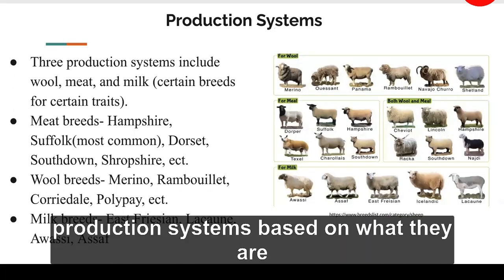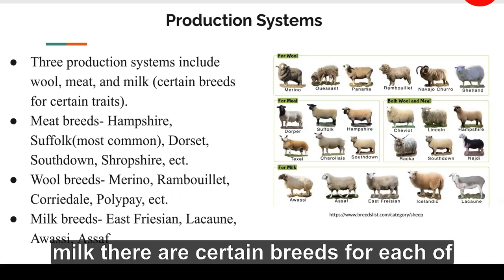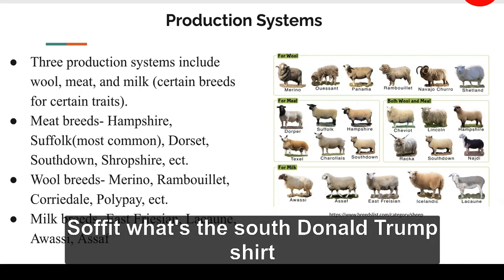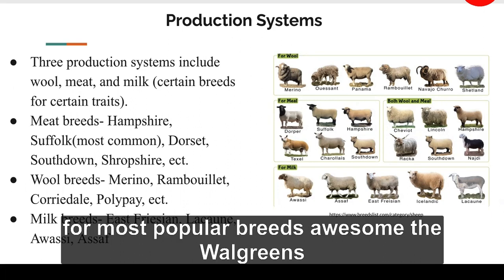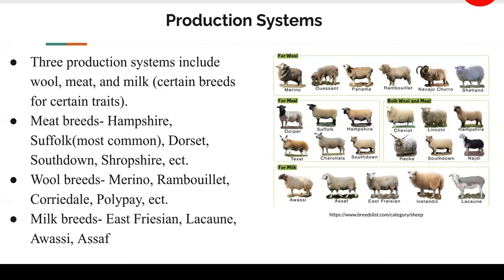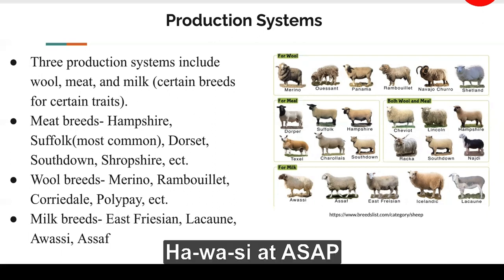There are different production systems based on what they are used for. The three systems include wool, meat, and milk. There are certain breeds for each of these. The meat breeds include Hampshire, Suffolk, Dorset, Southdown, and Shropshire, which are the most popular breeds, while some of the wool breeds are Merino, Rambouillet, Borrowdale, and Polypay. Some milk breeds include East Friesian, Lacaune, Awassi, and Assaf.